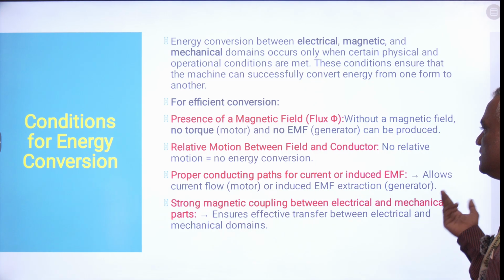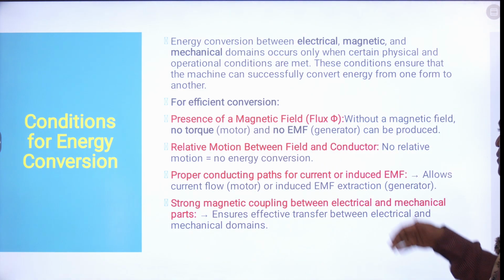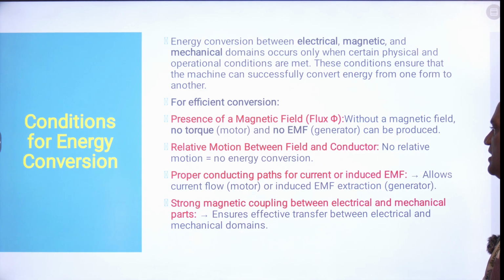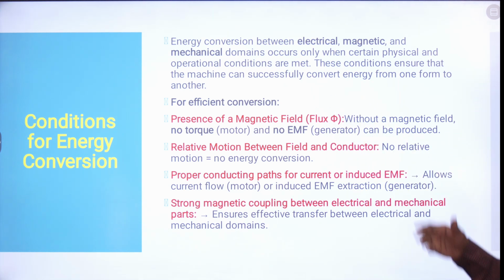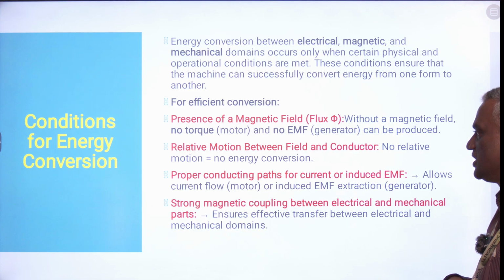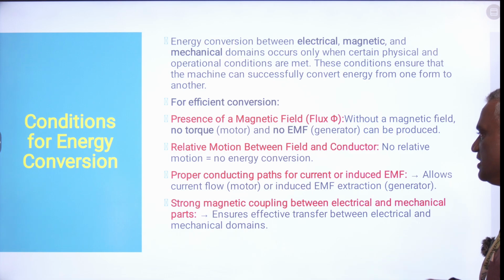Yes, no torque, no EMF. No torque means what will happen in a motor. No EMF means what will happen in a generator. So the field is very important. That field will be producing the flux, imaginary flux, right? The second point is also very important: motion between the field as well as the conductor. If there is no motion, there is no energy conversion at all.